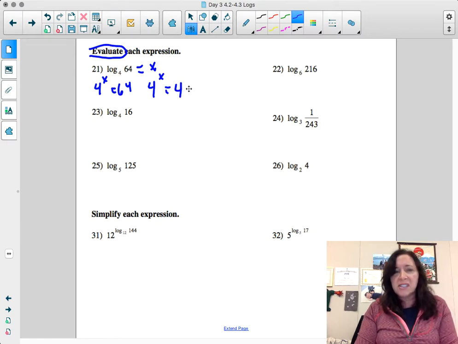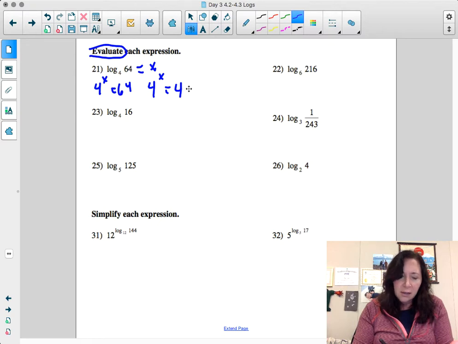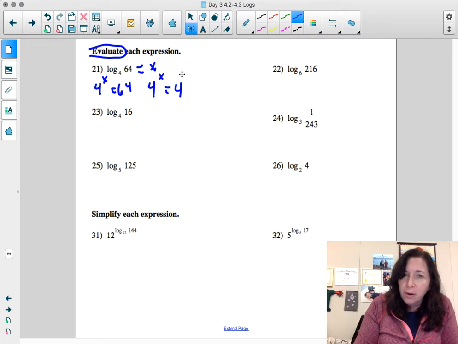So think of 64. 4 times 4 is 16, 16 times 4 is 64. So that's 4 to the third power. And if my bases are the same, I can set my exponents equal to each other. So I have x is equal to 3.